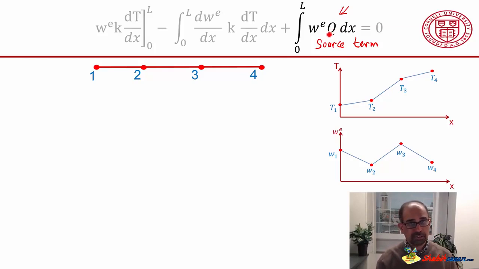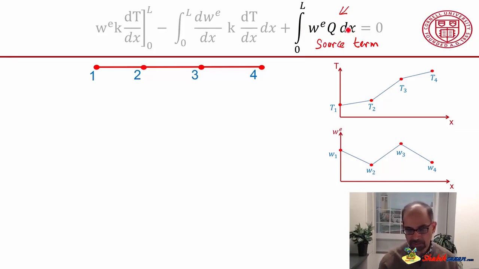In structural mechanics, this could be gravity. So that would be a source term. Or in the wind turbine blade example that we will do, the centripetal acceleration is going to be applied in this way. It will be a source term.